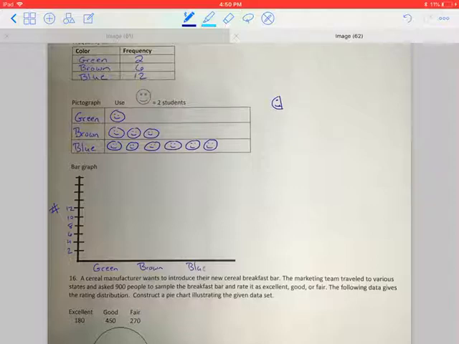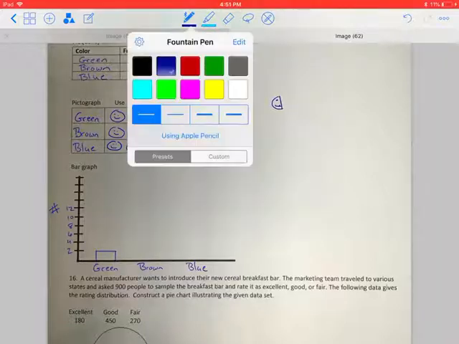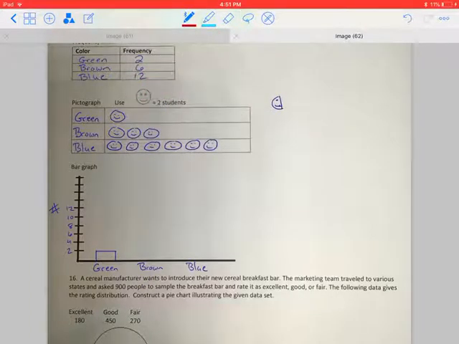Now remember, when our categories are not numerical, in this case they're color, I do want to separate my bars. So the first bar for green just needs to go up to 2. And then whatever width I decide to make the bar, I want to try to keep the same width for the others. So now for brown, I need it to go up to 6. So sometimes I take a ruler and kind of come across. That's not my best work ever. That's not very straight. Let me try that again. Let's see if I can go straight this time.